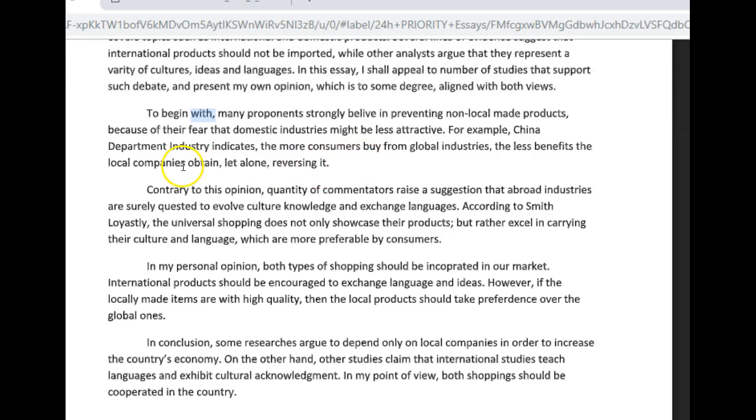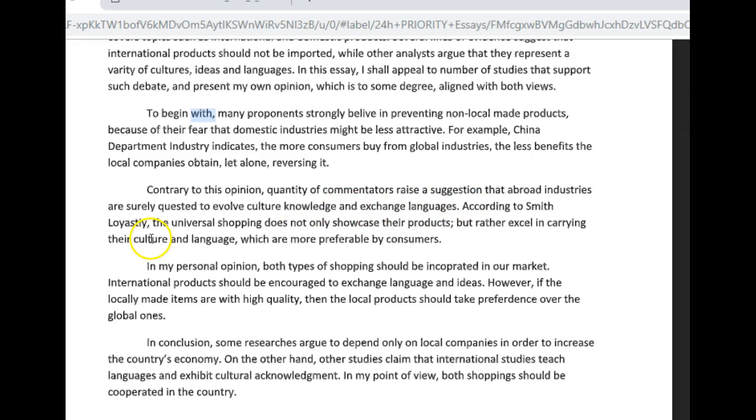So just give me a little extra information. Contrary to this opinion, this is a little awkward, quantity of commentators. You could have just said, contrary to this opinion, there are some who raise the suggestion that foreign industries are surely quested, no, that's a wrong word, to evolve cultural knowledge and exchange languages.